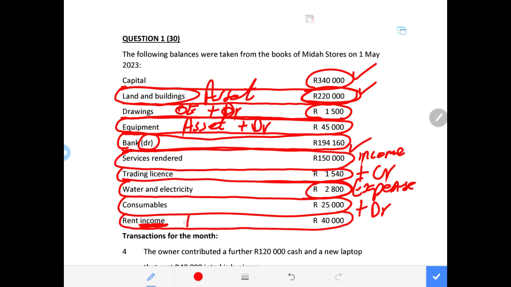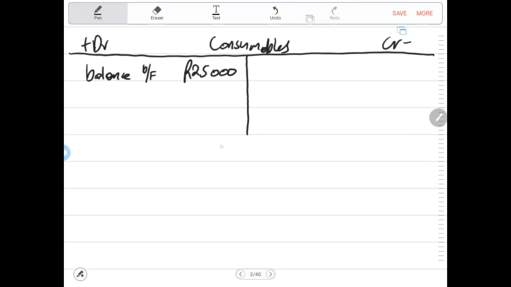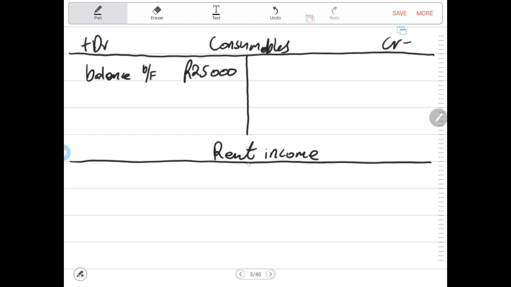Now incomes, we know that incomes increase on the credit side, the same as our services rendered, which we classified there as income, and it was correct. So if incomes increase on the credit side, that means the rent income opening balance will be recorded on the credit side. Then we have our rent income of 40,000 rands. This is our balance, or our opening balance, or balance brought forward.